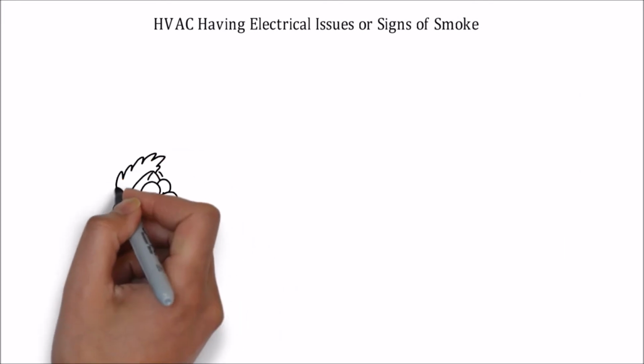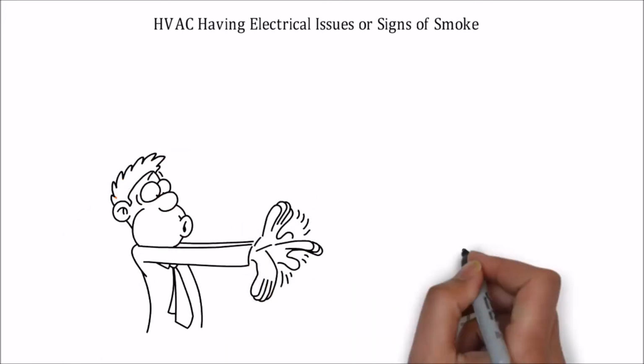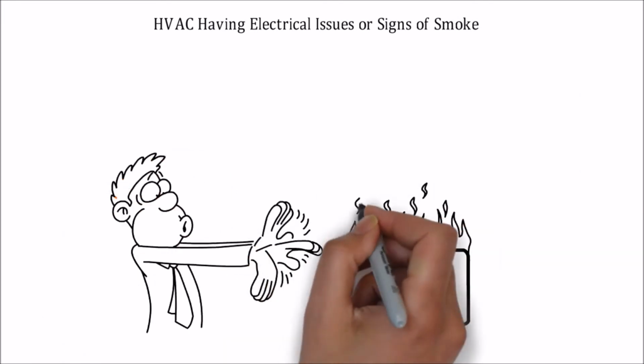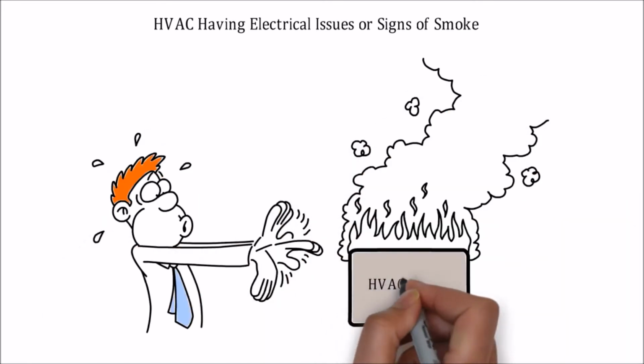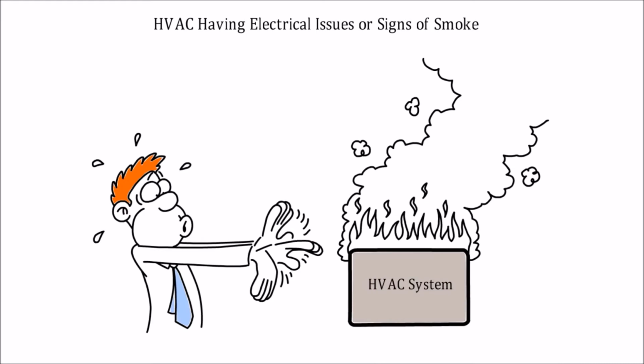HVAC having electrical issues or signs of smoke. In this case, the air conditioner may not cool and might even show signs of smoke due to excess heat inside and excess usage of such a faulty air conditioner. In this case, sometimes the evaporator too burns out and needs replacement.